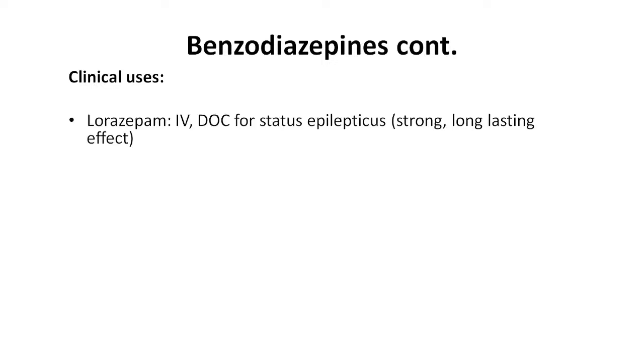Clinical uses. Lorazepam is very important for status epilepticus. It's the drug of choice, the first drug to be administered IV for status epilepticus. The alternative is giving intravenous diazepam. All right?